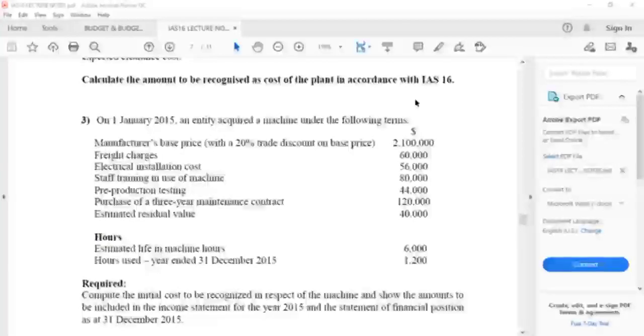Yes, I was having a question on the professional fee. Okay. Let's say the professional fee is a one-time payment. Okay. You add it to the cost. Okay.